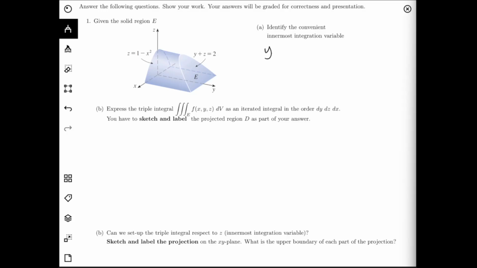Alright, so let's look at part B. So we can see right here that they picked y as their innermost, which is what we were saying we would do. Then z is the one in the middle, and x is the outermost one. Okay, so let's start by sketching and labeling this.